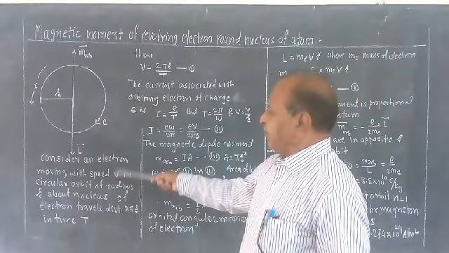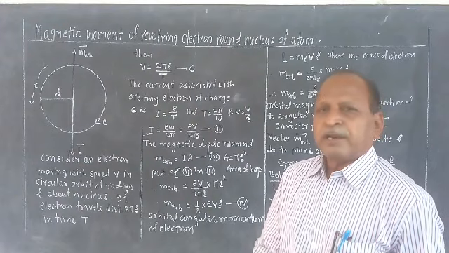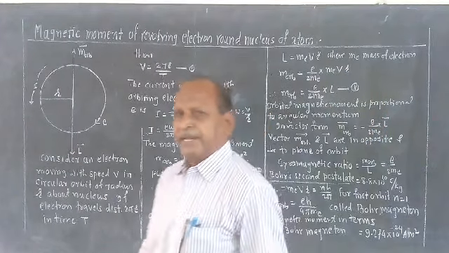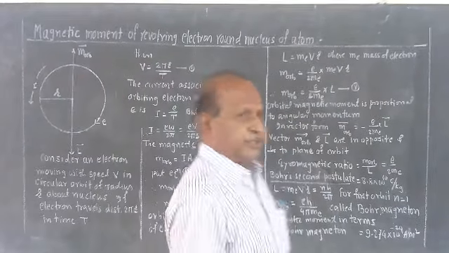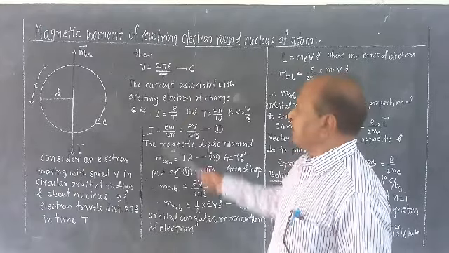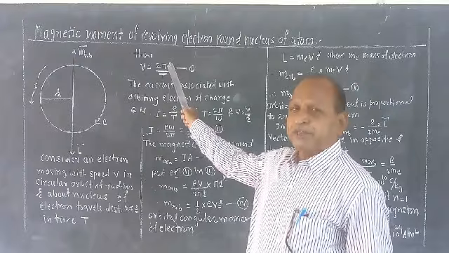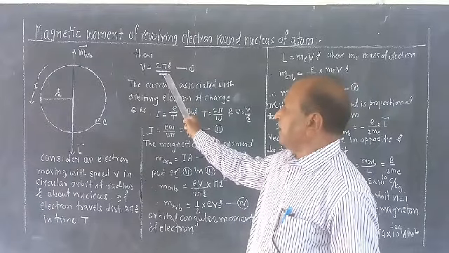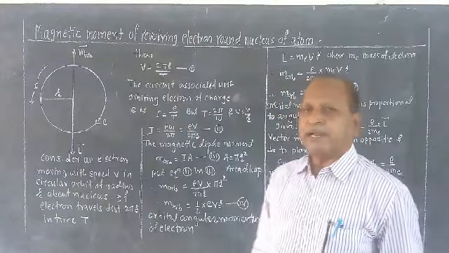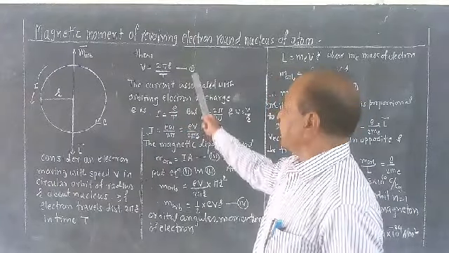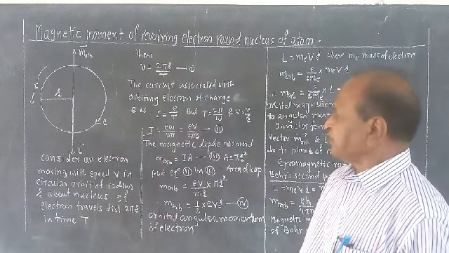So then velocity is equal to displacement divided by time. Displacement is one circle, that is 2 pi r, and time is the period, taken as capital T. Therefore v is equal to 2 pi r divided by T. This is equation number 1. This is velocity of electron.